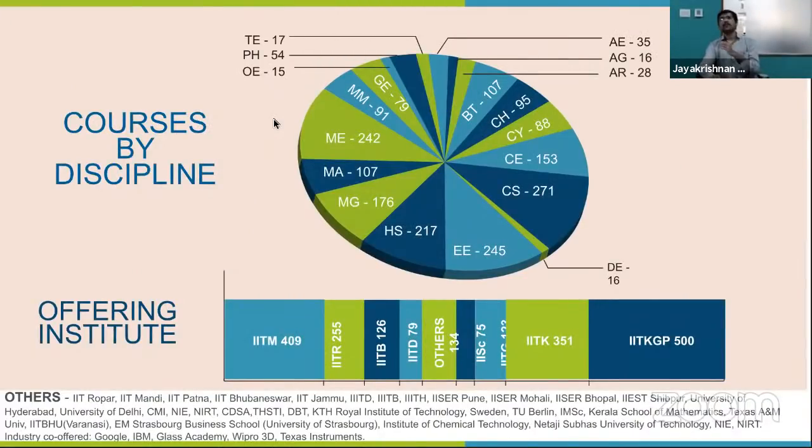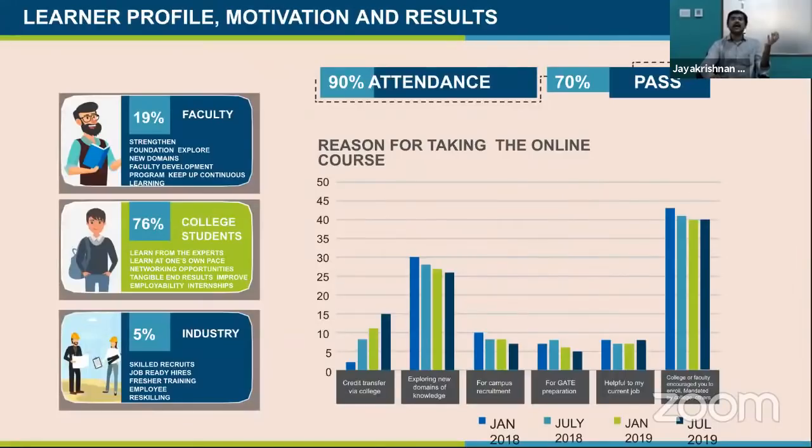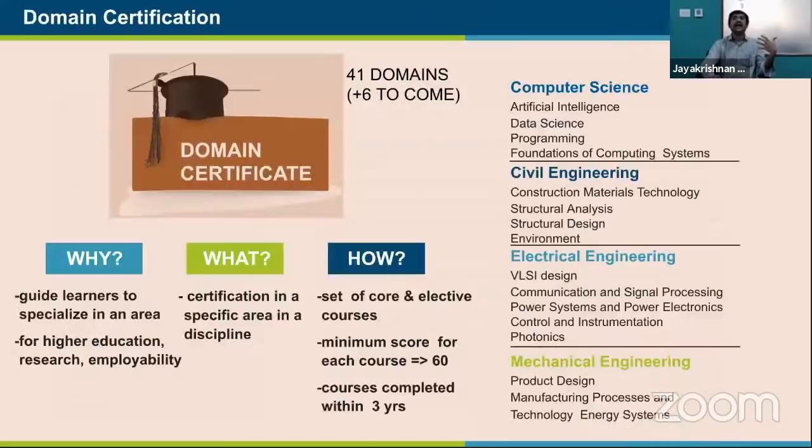So we have courses from multiple disciplines and each of them is independent. You take a course, you learn from it, you write the exam, you get a certificate for that course alone. Now, there are different percentages of students. 76% of the total NPTEL learners are students, and 5% come from industry also.